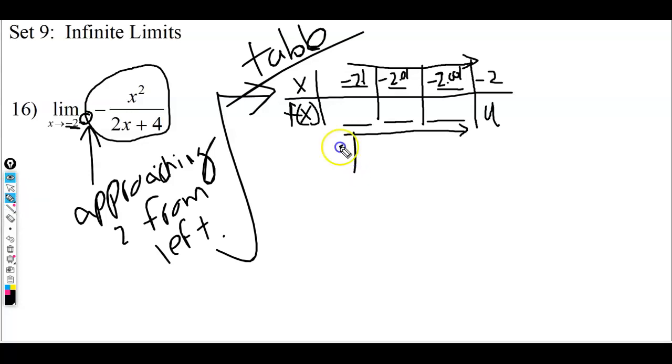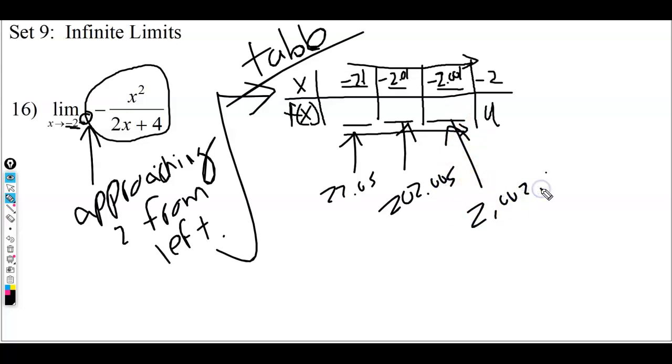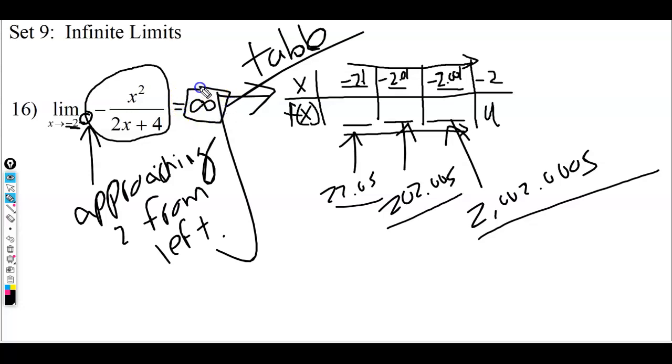And here's what I got for this one. I got 22.05, and for here I got 202.005, and for the last one here I'm getting 2002.0005. So what's happening here is as I get closer and closer to -2, these numbers are getting bigger and bigger and bigger. So what infinity is it approaching? Positive infinity or negative infinity? The answer is positive infinity because the numbers are getting bigger and bigger as I approach -2 from the left.